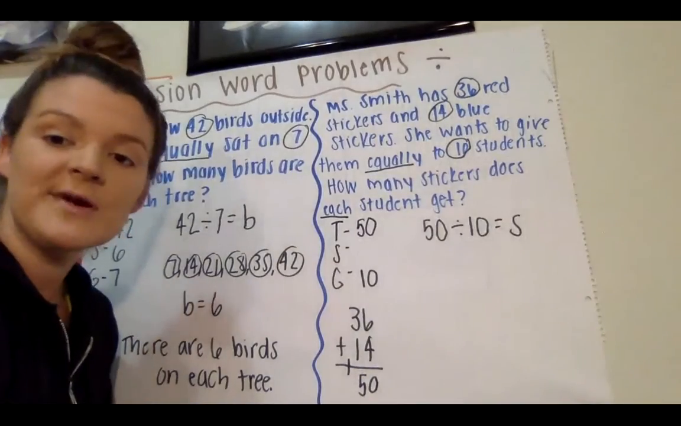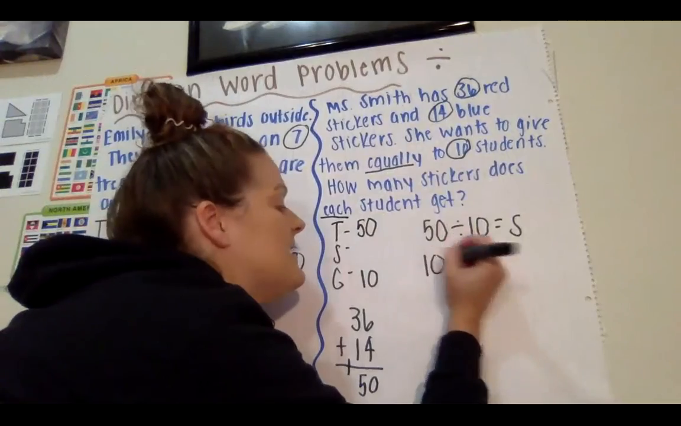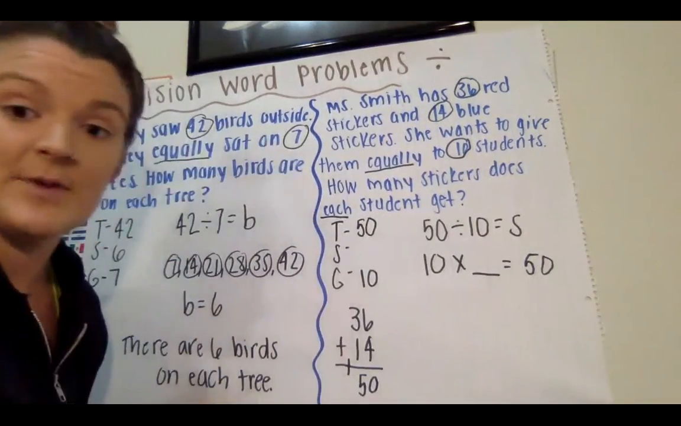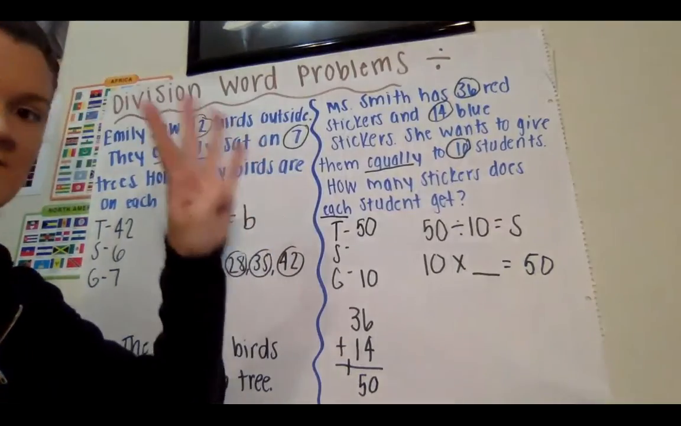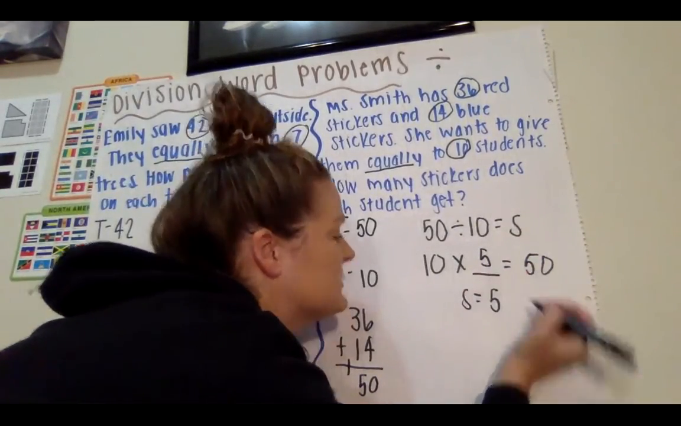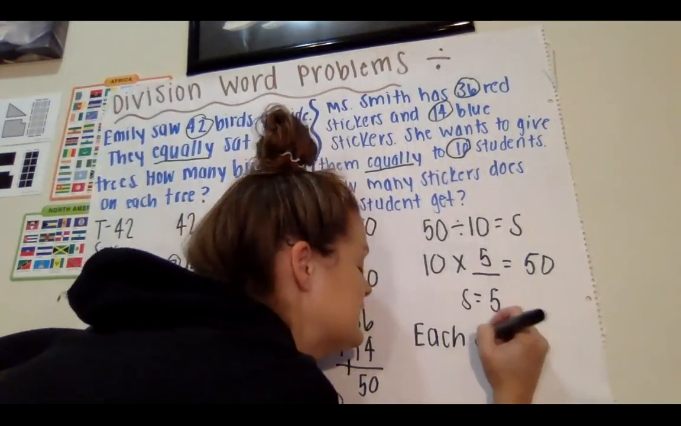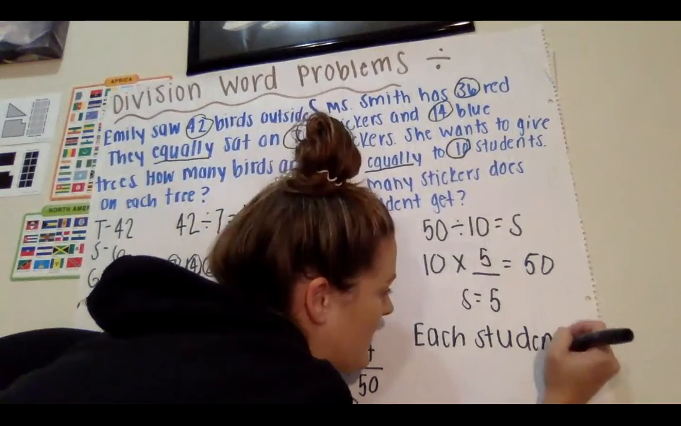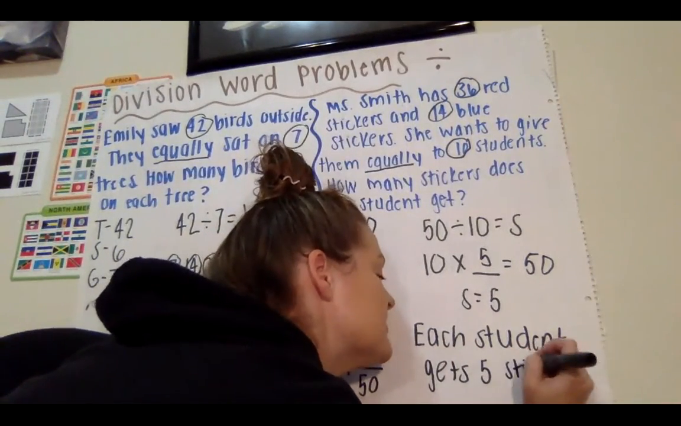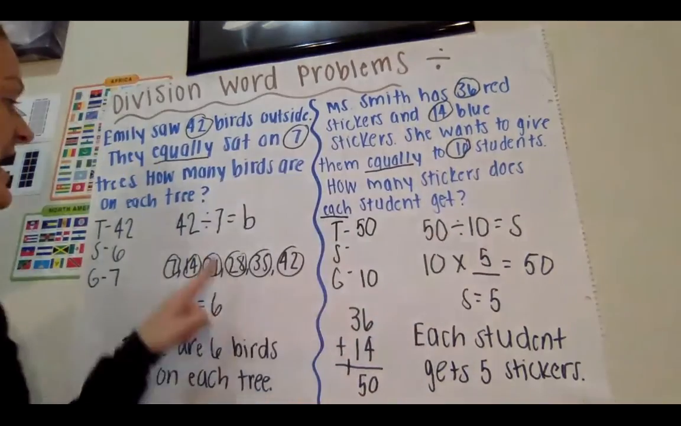Now here, I'm going to write a related fact because that's a strategy I can use. I'm going to think 10 times what equals 50. And I'm going to go ahead and count. 10, 20, 30, 40, 50. 10 times 5. So S equals 5. Each student gets 5 stickers.